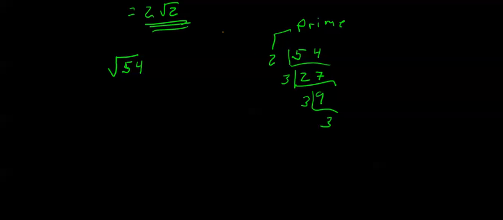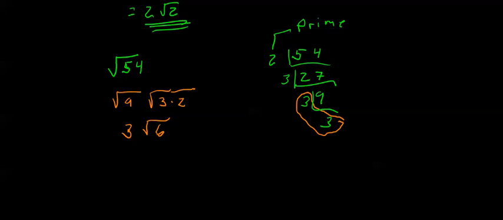Then I can circle pairs of factors. Now 3 times 3 is 9, times the square root of 3 times 2. I look for pairs of factors, and the square root of 9 is 3. So I have 3 square root of 6. Now when I did this, I didn't have to write this step. If I have a pair of factors, it comes out. 3 times 3 is 9, square root of 9 is 3. That pair of factors just comes out as the number.